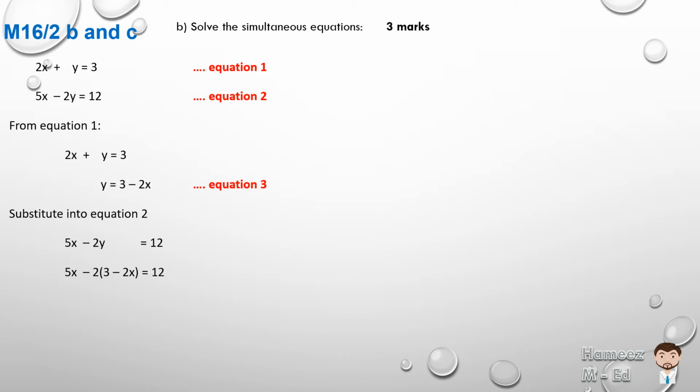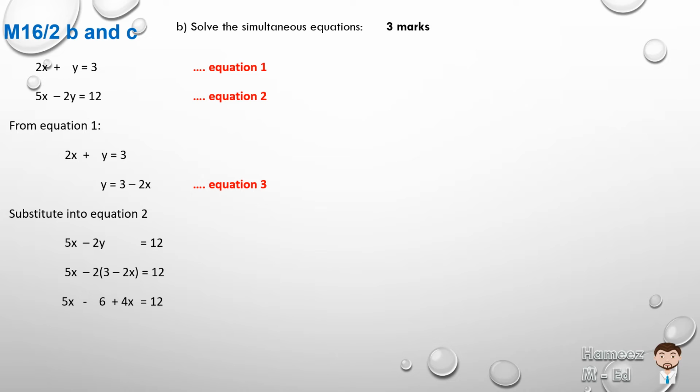And we could expand the brackets. And what will that give us? 5x minus 2 by 3 is minus 6. Minus 2 by minus 2x, 2 2s are 4, so that gives us plus 4x is equal to 12. And we have 4 terms on this line. 2 terms have x's in it, 2 terms have numbers only. So let's keep the x's on the left-hand side and the numbers on the right-hand side.